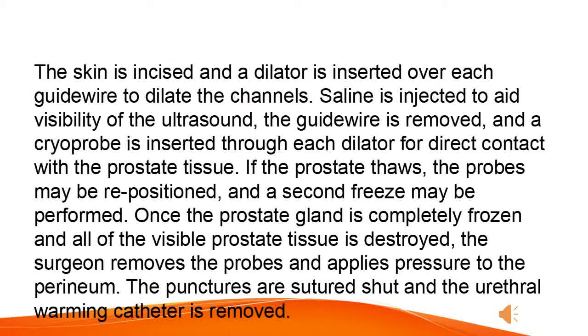The skin is incised and a dilator is inserted over each guide wire to dilate the channels. Saline is injected to aid visibility of the ultrasound, the guide wire is removed, and a cryoprobe is inserted through each dilator for direct contact with the prostate tissue. If the prostate thaws, the probes may be repositioned, and a second freeze may be performed. Once the prostate gland is completely frozen and all of the visible prostate tissue is destroyed, the surgeon removes the probes and applies pressure to the perineum. The punctures are sutured shut and the urethral warming catheter is removed.